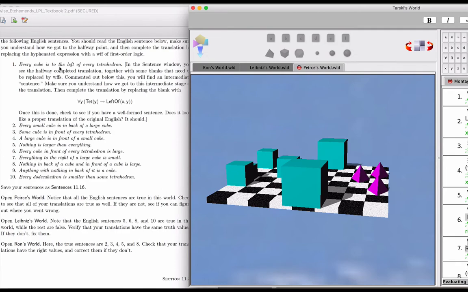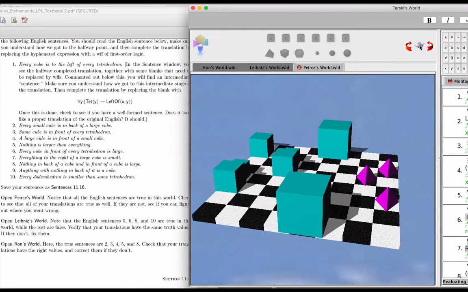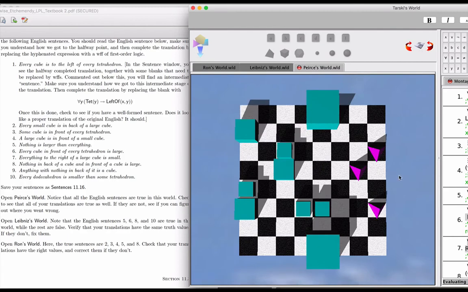So the first sentence says, every cube is to the left of every tetrahedron. Yep, all the cubes are to the left of all the tetrahedrons, or tetrahedra. Every small cube is in back of at least one large cube. And that's true. Take a look at the large cube in the front, and there are rather two cubes in back of it. Here's another cube and another cube, each one of which is small. So we have a true sentence there.